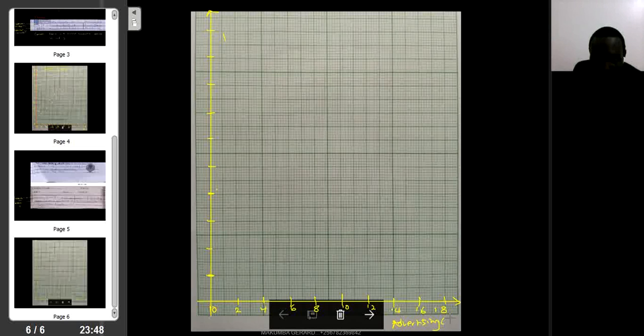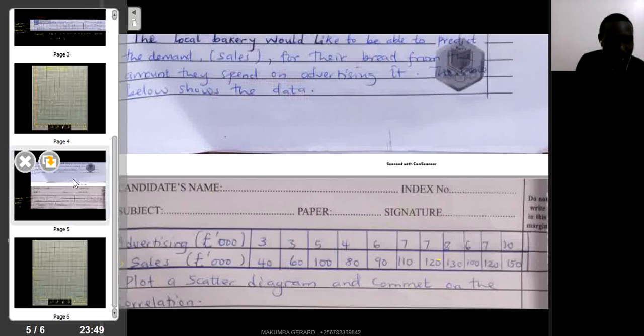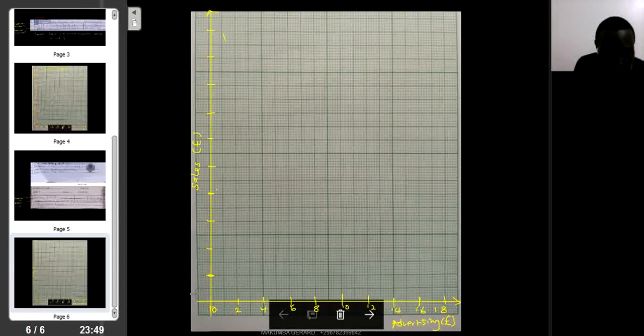Okay, it is in euros. Then we have sales, euros. So we start with sales. When it comes to sales, the biggest value is 150. So if I start from 20, it can work well on my graph here. If I put 20 here, this will be my 40. Okay, a step of 20. So I will have 60 here, and I have 220.